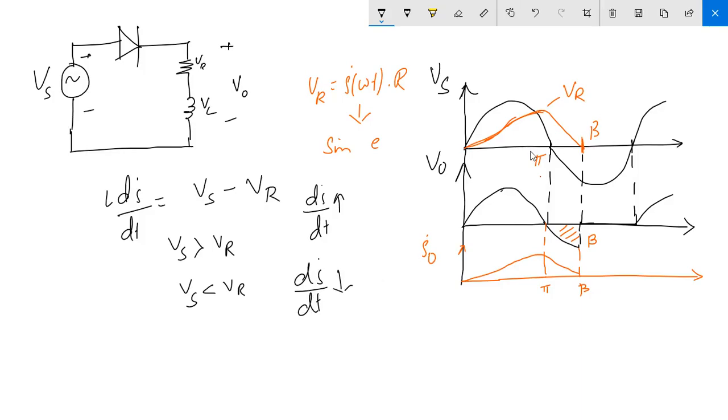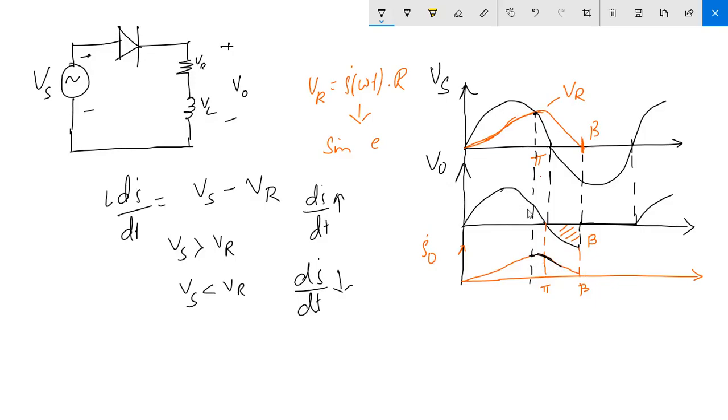Now here, if you look at the Vr value, till this point Vs was at a higher potential and Vr was at a lower potential. After this, Vs was at a lower potential and Vr was at a higher potential. That's why the waveform attains its peak value, and after this peak value it starts decreasing.